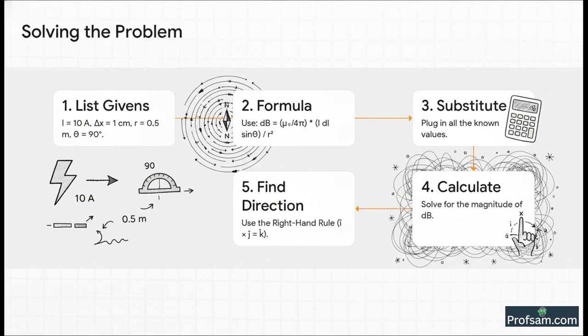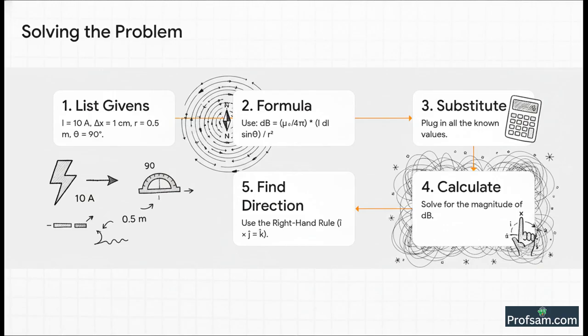Step 1. Let's list everything we know. The current I is 10 amps. Our little length element dl is 1 centimeter, which we'll have to convert to meters. The distance r is 0.5 meter. Now what about the angle theta? Well, the element is along the x-axis and the point is on the y-axis. So the angle between them is 90 degrees. And sine of 90 is 1. Okay? So for steps 2 and 3, we just plug these values into our magnitude formula.